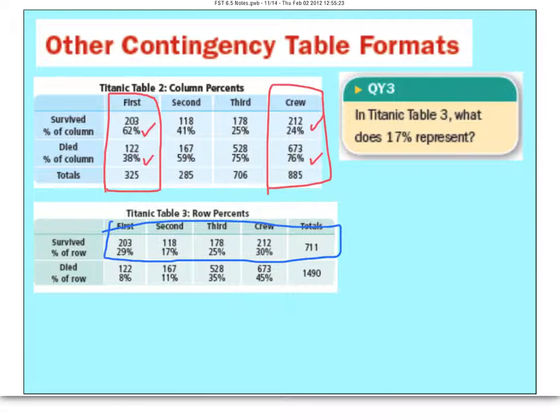So the question here: what does the 17% represent in the table, which is right here? That percent is of the people that survived, what percent was in second class.